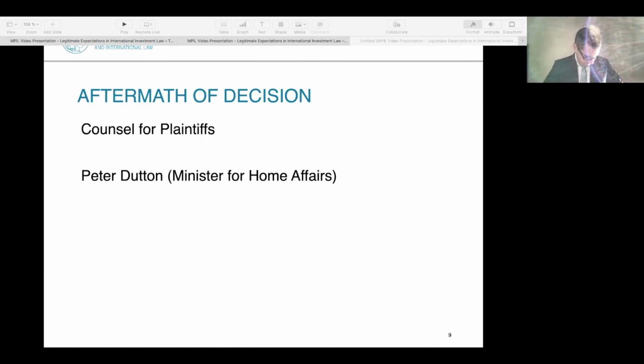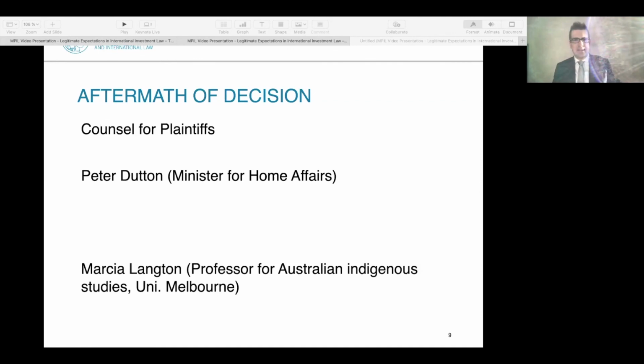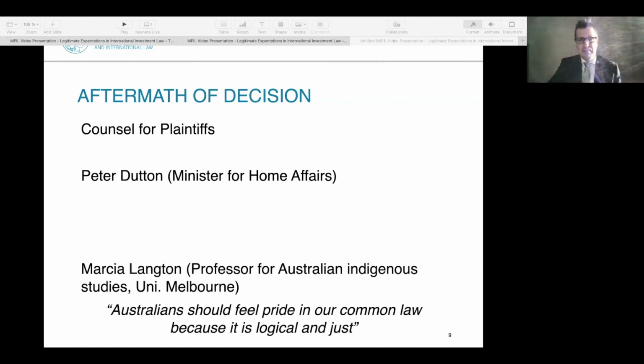All right, then. So that gives you some sense of what the minister was saying. The line from the government was, now there are two classes of citizens under the Australian Constitution. I also, of course, want to give you the other side of the debate. And I picked out a quote from Marcia Langton. She's the Professor for Australian Indigenous Studies at the University of Melbourne. I wasn't going to take the whole article and throw it on you. I just thought I'd take out her conclusion, and it was this: Australians should feel pride in our common law because it is logical and just.